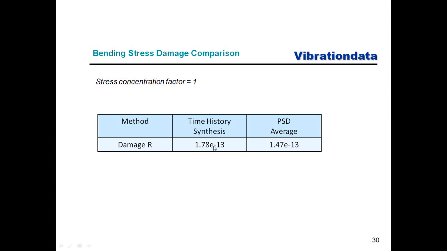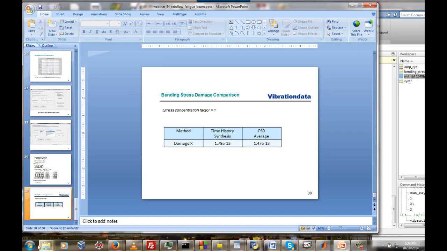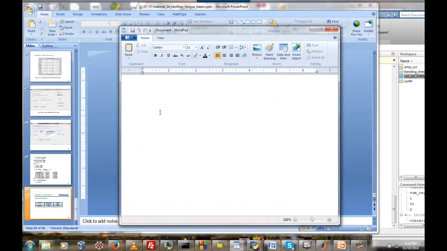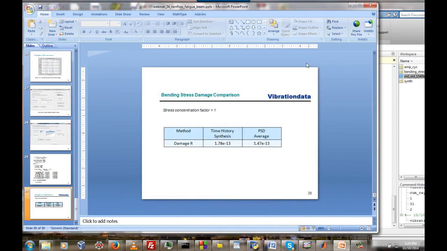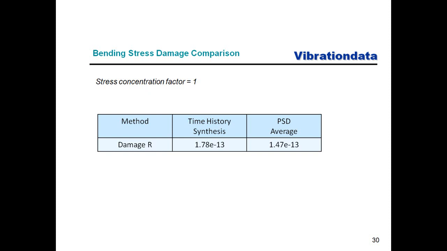So the time history synthesis method was kind of what I call the Rube Goldberg method. And if you don't know who Rube Goldberg is, please go do a Google search. So if you're not familiar with Rube Goldberg already, again, please do a Google search. So the time history synthesis method was the Rube Goldberg approach. And the fast, direct, quick and easy method was the PSD method using the spectral moments.